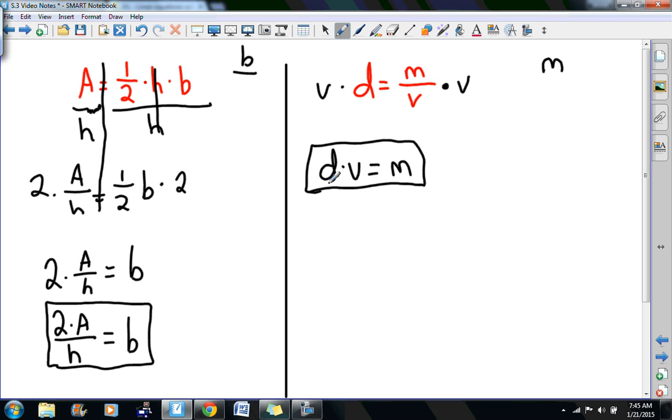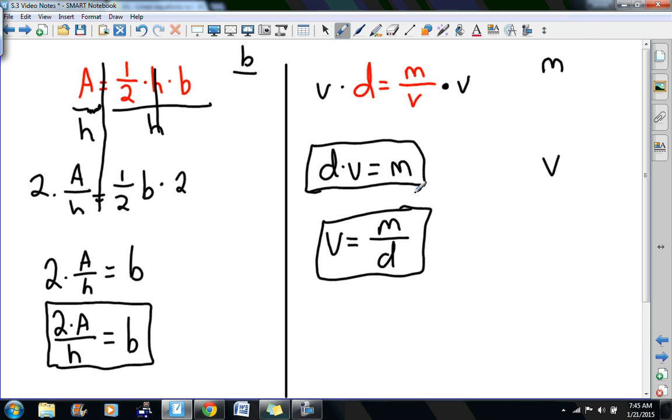Now, what if I wanted to solve for V here? Can I continue this process? Well, the D and the V are being multiplied together, so if I divide D on both sides, I end up getting V is equal to M divided by D. And this process can just continue forever. If I then wanted to solve for D, I'd go back up here and divide by D and things like that.